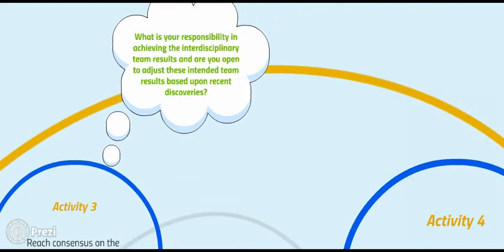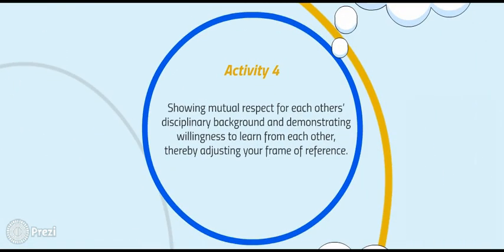The fourth activity is showing mutual respect for each other's disciplinary background and demonstrating willingness to learn from each other, thereby adjusting your frame of reference. This activity refers to the give and take effort, which is essential for team learning that should be transformative in interdisciplinary teams. In this respect, team members should accommodate their understanding towards the problem under study by carefully appreciating each other's approaches.